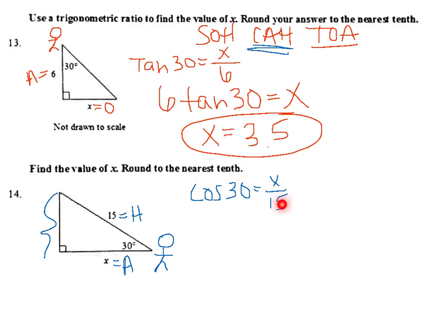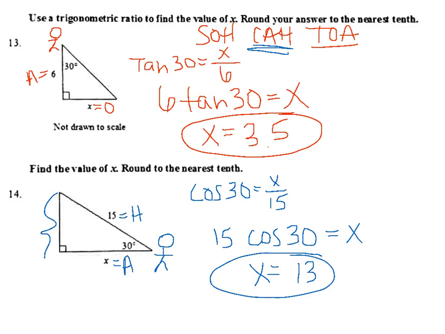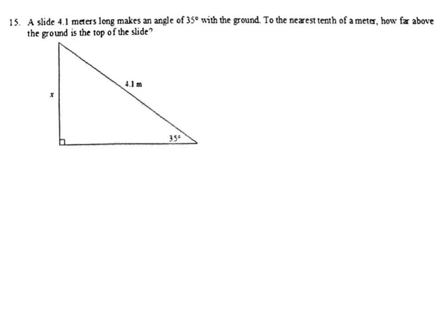Again, I'm going to multiply these two things. So in my calculator and on my paper, I have 15 cosine 30 equals x. And when I round that answer to the nearest tenth, it was 12.99. My answer becomes 13. All right.